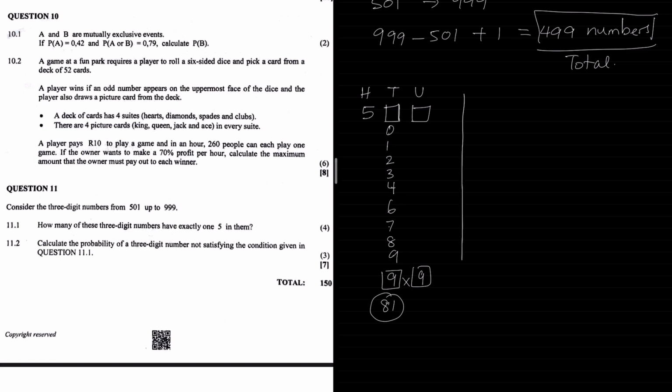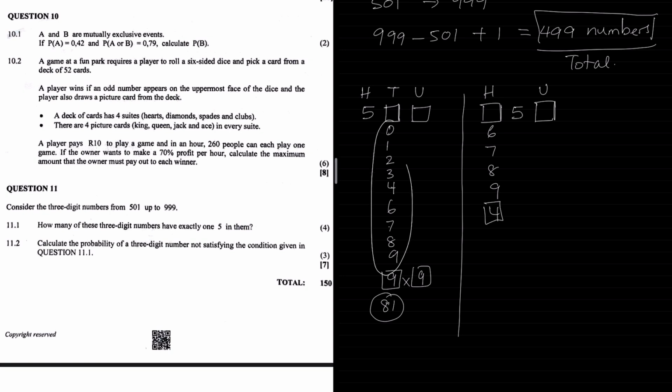Okay, now let's look at the tens. The tens has to be a 5, and then the units can be some number. So what numbers can go in the hundreds, and what numbers can go in the units? In the hundreds, I can't have a 5. I can have a 6, 7, 8, or 9, so 4 total numbers here. In the units, I can have the same 9 that I had there. So 9 times 4 is 36.